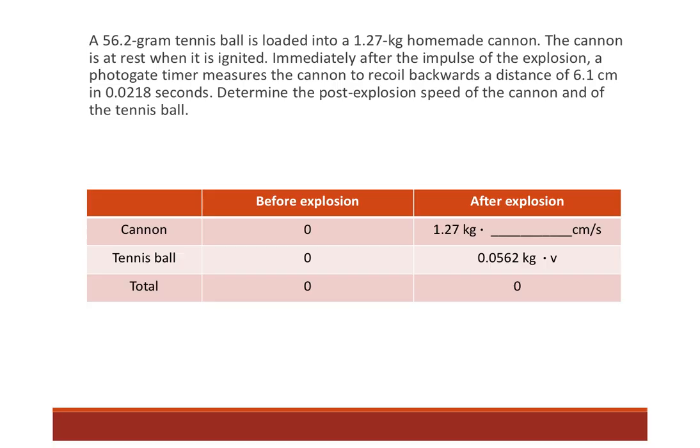After the explosion, it's going to travel a distance of 6.1 centimeters in 0.0218 seconds. And you can use this information to determine the post-explosion speed, or the velocity, of the cannon and of the tennis ball. Now, we know the speed of the cannon because we have both a distance measurement and a time measurement. So remember, our speed is going to equal distance divided by time. So that would be 6.1 centimeters divided by 0.0218 seconds.